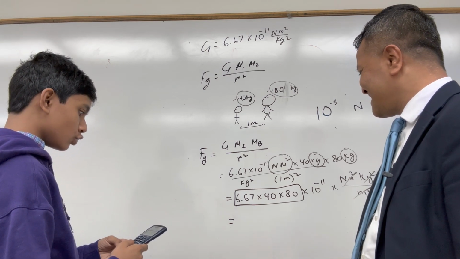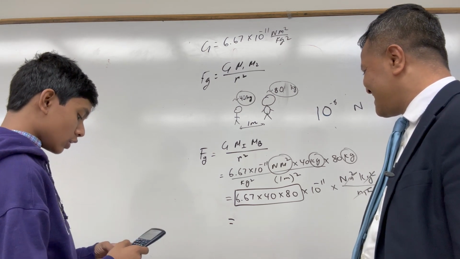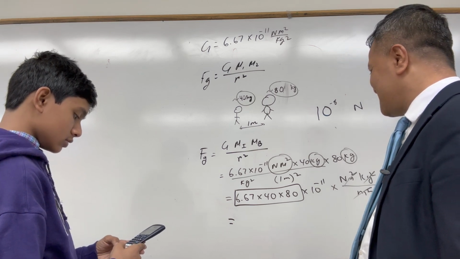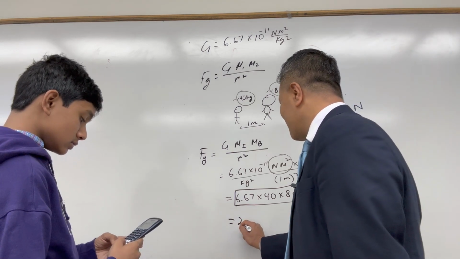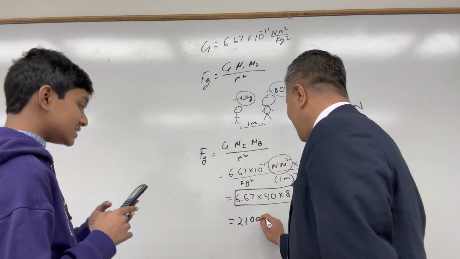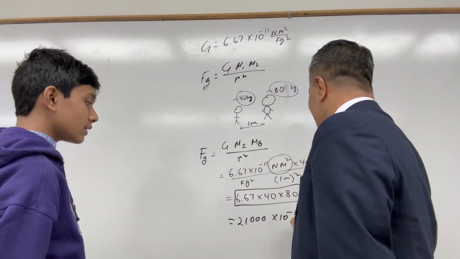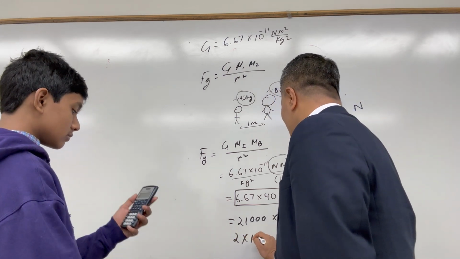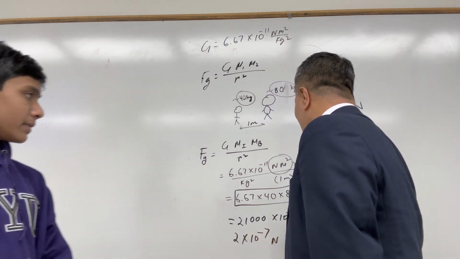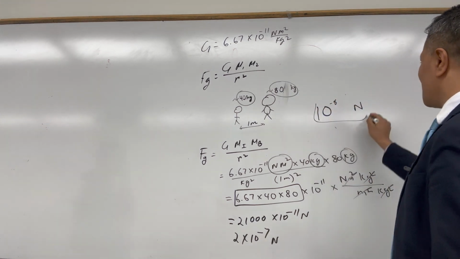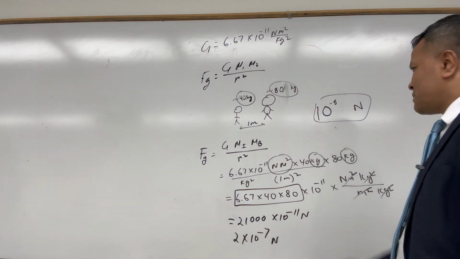21,000. It could be 21,000. Yeah, it's giving me -7 times 10 raised to 11. Yeah, so 2 times 10 raised to -7 Newton. How much credit do you want to take? 1%, 2%, or 50% credit?